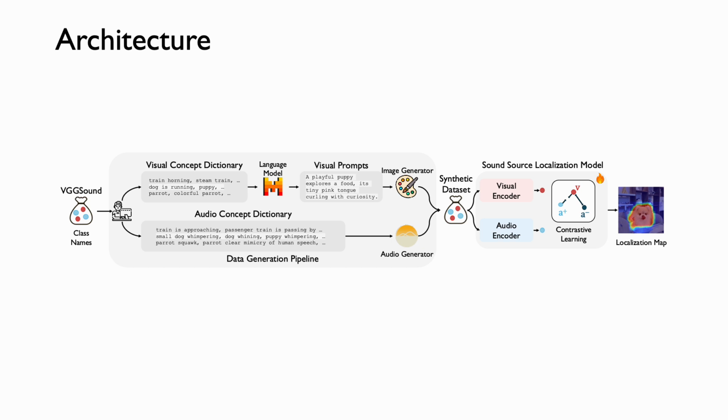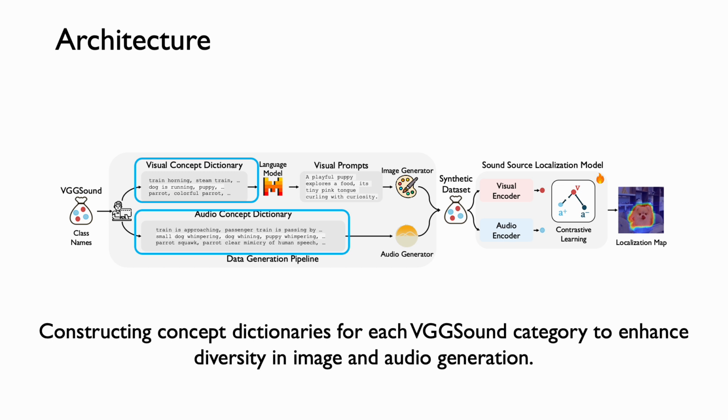The overall framework is illustrated in this figure. First, we construct concept dictionaries for each VGG sound category. Instead of using only class names, these dictionaries contain more descriptive terms to improve diversity in image and audio generation. Since concepts may not be equally informative across modalities, we maintain separate dictionaries for visual and audio descriptions. For example, thunder in the night is visually informative because of the word night, but night provides little information for audio. This stage is performed by human annotators and is the only part of the pipeline that requires human intervention.